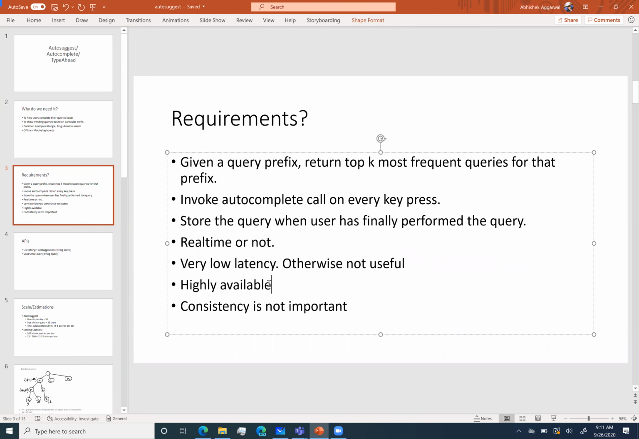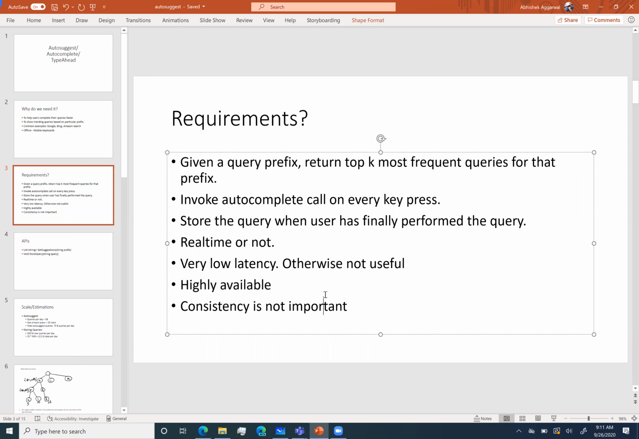This system should be highly available, of course, because you want to show your auto suggest queries. But what happens if your system is not highly available is that for that duration, you will not have the auto suggest feature. So I think high availability is a very good to have functionality, and it is expected from most distributed systems. But in this case, if your system becomes unavailable, it's not creating any major issue for the user, as far as I can think of.